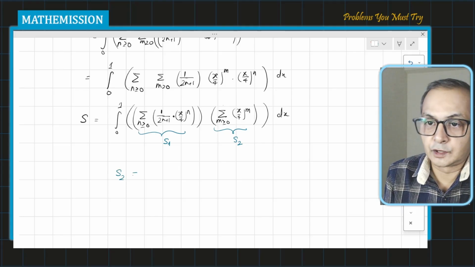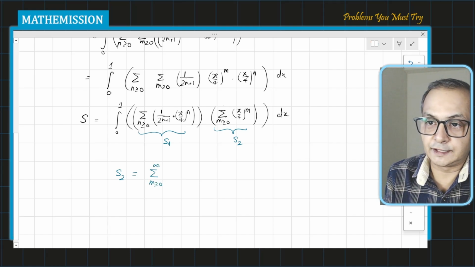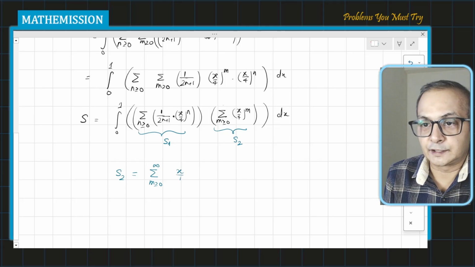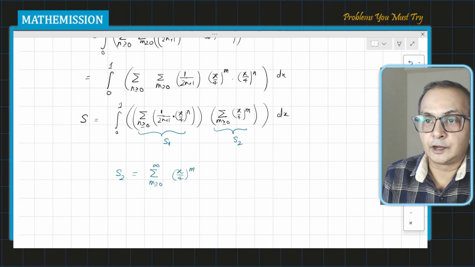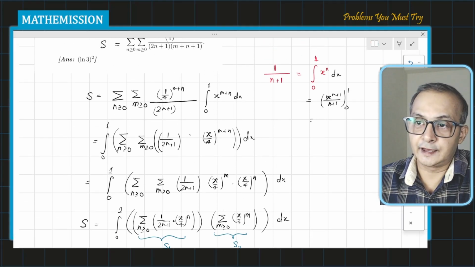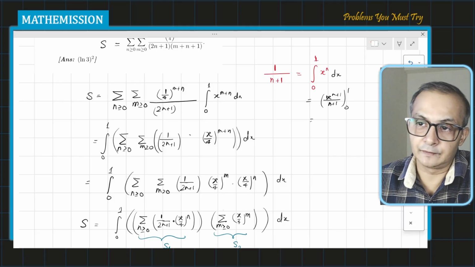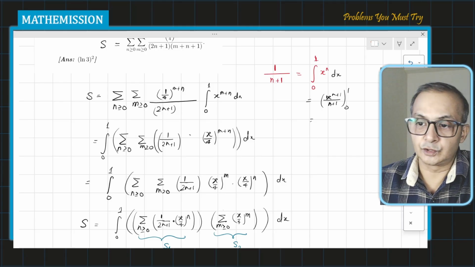from 0 to 1. So first I'm taking S2, and S2 is going to be a little bit easier. m goes from 0 to infinity, and this is x by 4 to the power m. Now you notice that I have taken the integration here. I introduced this x, but while introducing this x, we have to be careful. That means we have to observe that we have taken 0 to 1. It means x lies from 0 to 1.